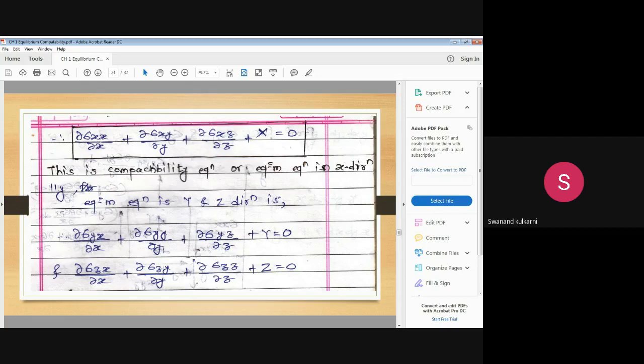Similarly, if I try to identify the equilibrium equation along the y-axis, then that becomes dou sigma yx upon dou x plus dou sigma yy upon dou y plus dou sigma yz upon dou z plus capital Y is equal to 0. And dou sigma zx upon dou x, plus dou sigma zy upon dou y, plus dou sigma zz upon dou z, plus capital Z is equal to 0, which are similar equations, the equilibrium equation along the y-axis and the equilibrium equation along the z-axis. Is it okay?